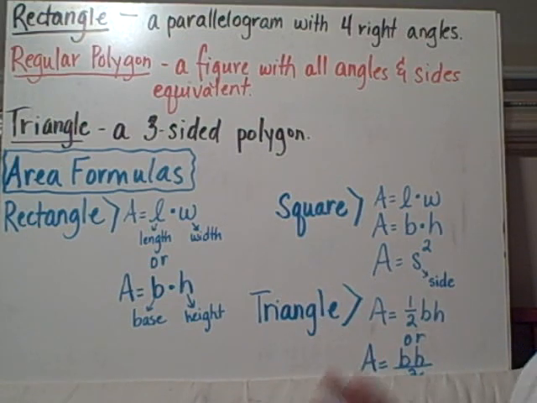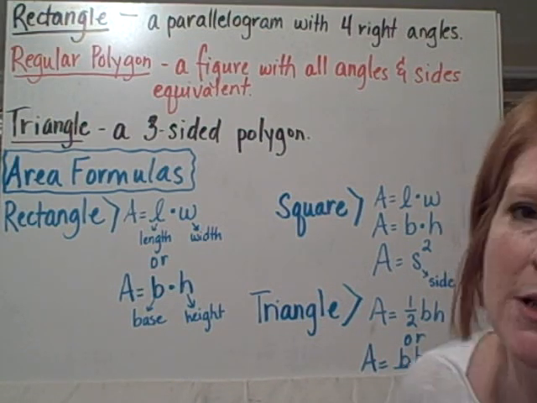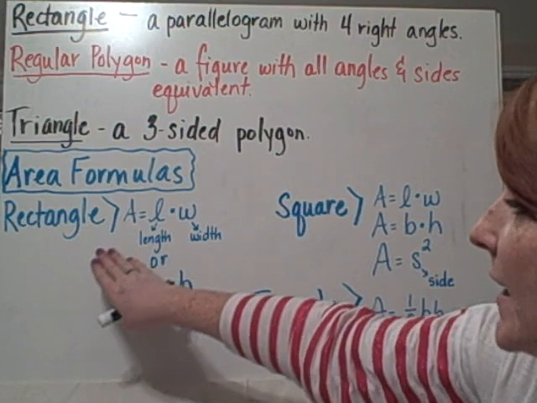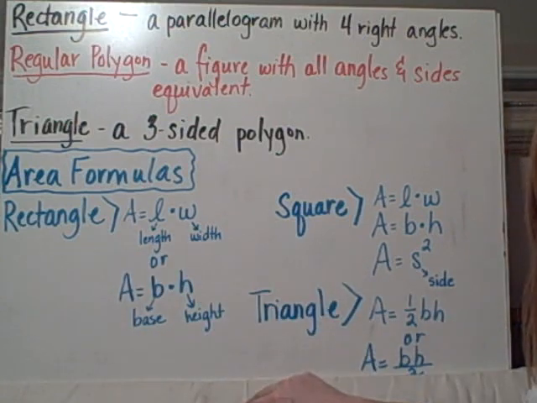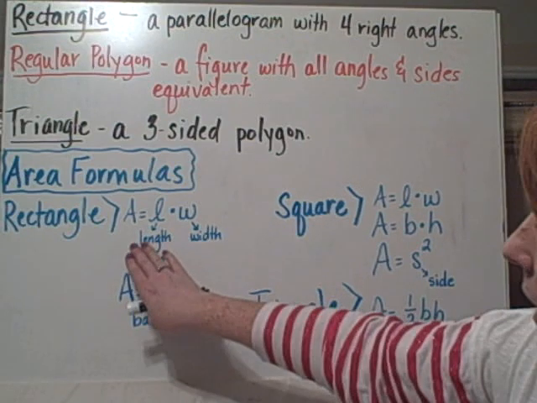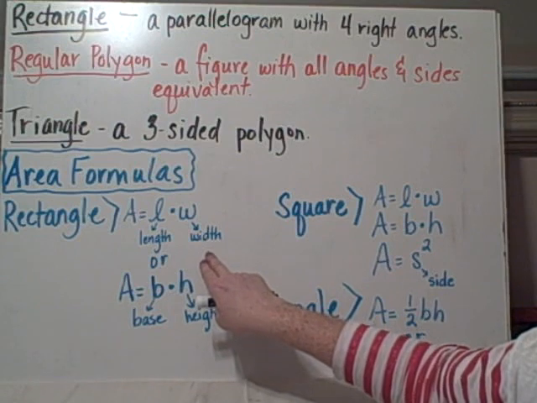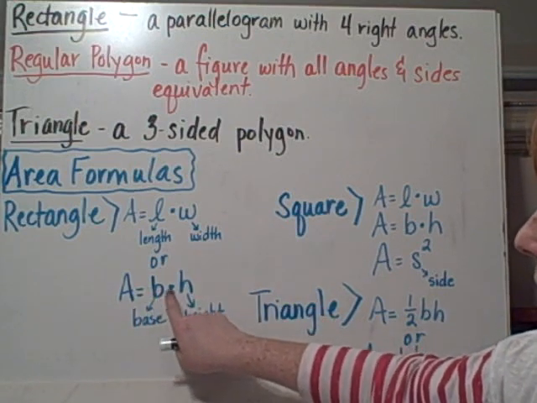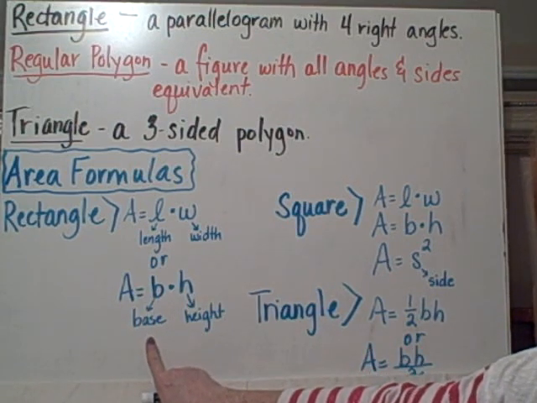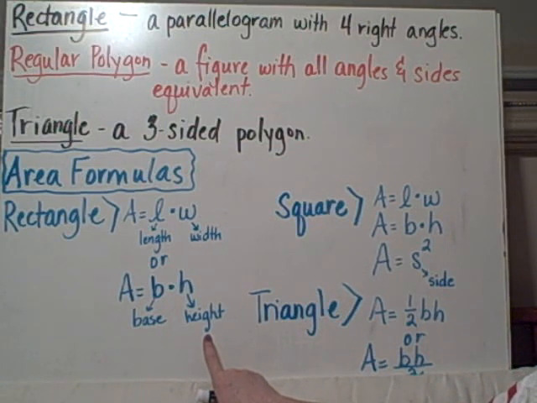We're going to take a look at some formulas that are going to come in handy for us in this lesson. Rectangle, there are 2 formulas you could use. They basically are the exact same thing. They just use different lettering. Area is equal to L times W, where L is the length and W is the width. Or A equals B times H, where B is the base and H is the height.